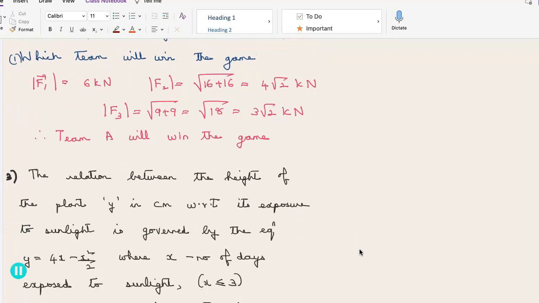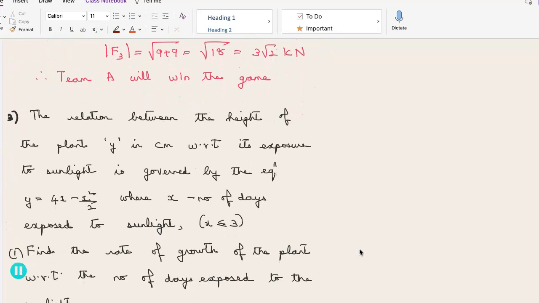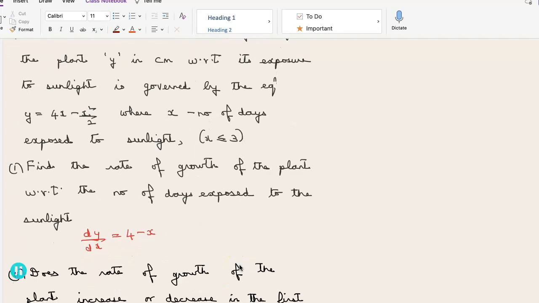The relation between the height of the plant y in centimeters with respect to its exposure to sunlight is governed by the equation y equal to 4x minus x squared by 2, where x is the number of days exposed to sunlight. Find the rate of growth of the plant. x is less than or equal to 3. So the rate of growth dy by dx is 4 minus x.